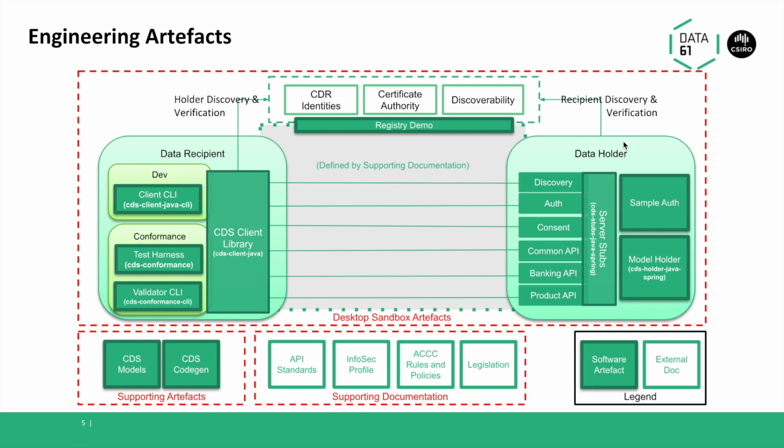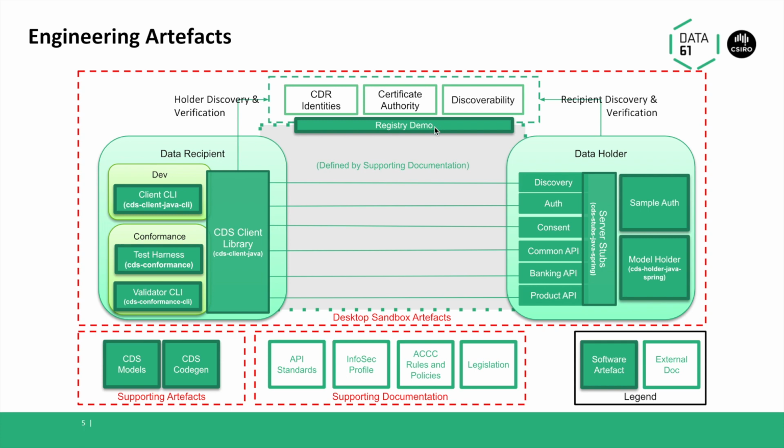In addition to these client-side components, the engineering team is also developing a set of server-side components comprised of a Java definition of server stubs, which provide developers with a starting point for development of compliant APIs, a demonstration of the information security profile through a sample authentication and authorization implementation, a model holder, which, using synthetic data, provides a demonstration of the data holder role within the CDR, and finally, a self-contained demonstration of the registry, and more details around this will come as they're developed.